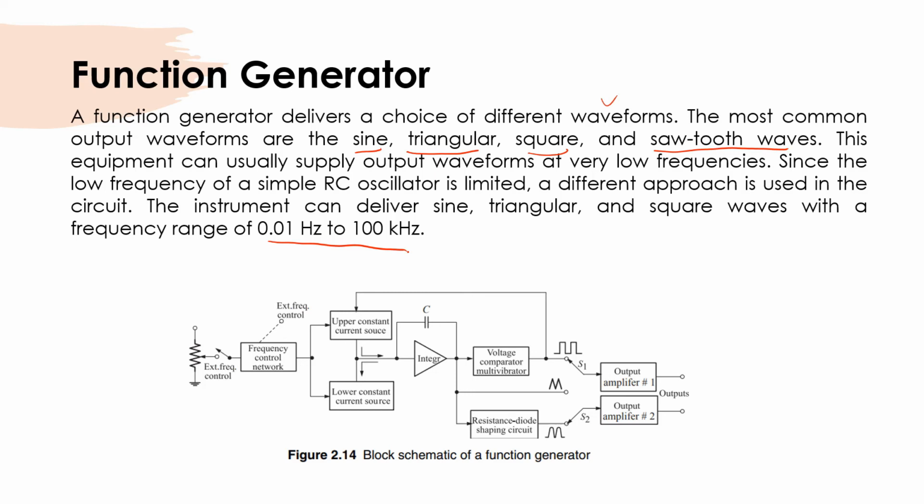So this is the function generator. We have many blocks here. This is the extension function control, and then this is the frequency control network. And then we have the upper constant current source and lower constant current source, which are controlled by the integrator. So we have the voltage comparator multivibrator, and then we can produce a pulse, or a sawtooth wave, or a sine. We can control it by using the switches S1 and S2.